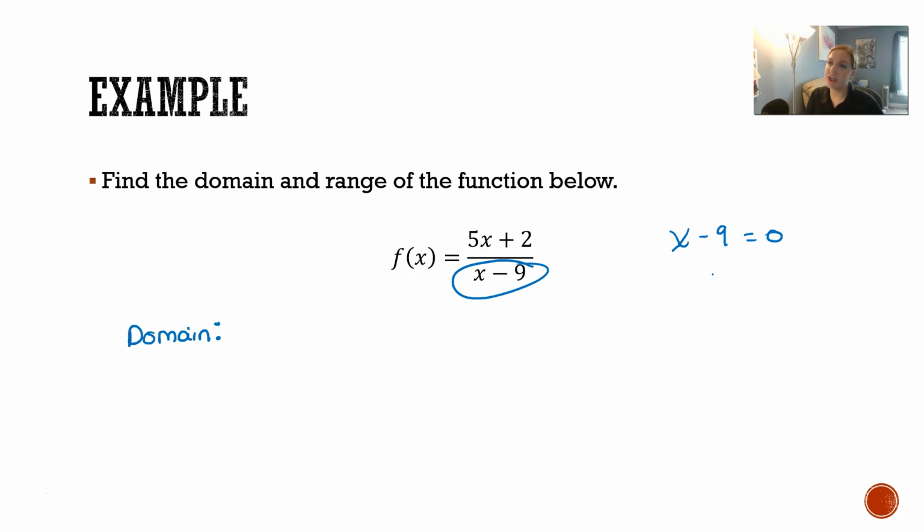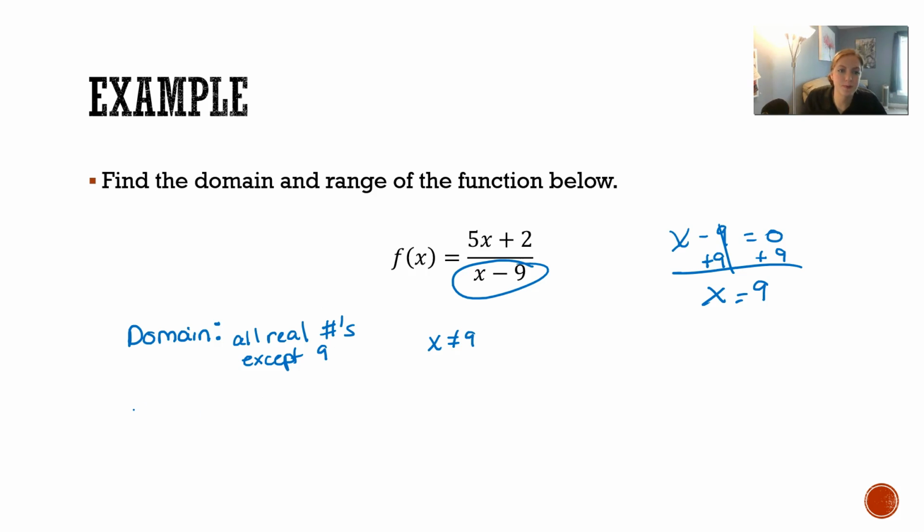Now, this is just a linear equation that we're solving. The largest exponent is a 1. That's how we know it's linear. So, to solve it, we're just going to add 9 to both sides. Not overthinking this. x equals 9. So, in other words, the domain is all real numbers, and I'm going to abbreviate that because I'm lazy, all real numbers except 9, or of course you could write x cannot be 9.